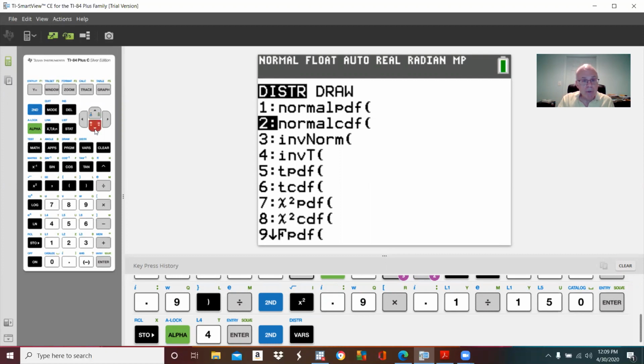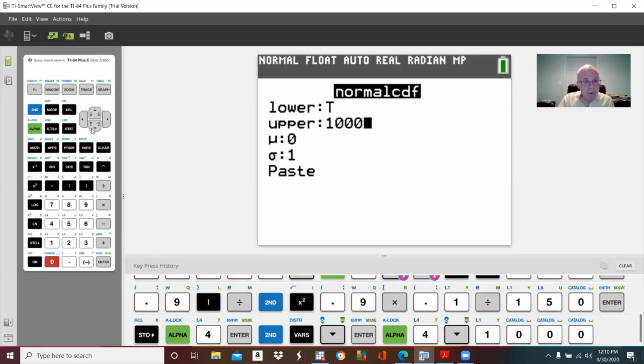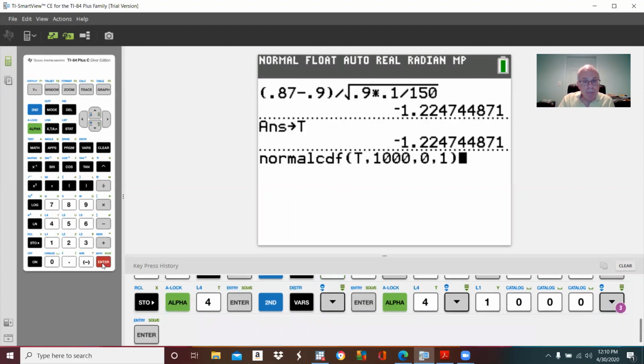All right, so we're going to scroll down to normal CDF. Since it's a right tail test, the lower limit will be the test statistic, which is T. The upper limit, again, I'll make it 1,000. And then scroll down, hit enter.